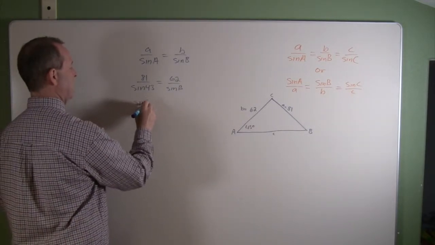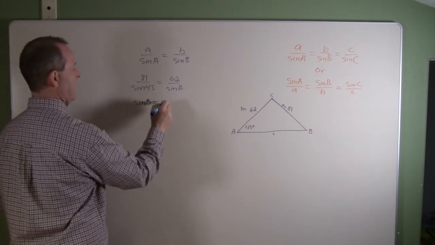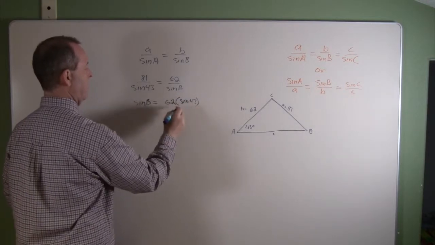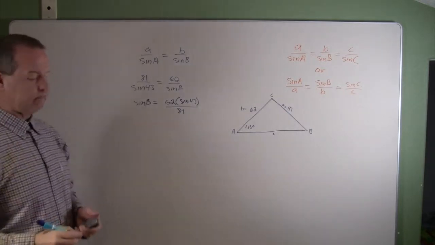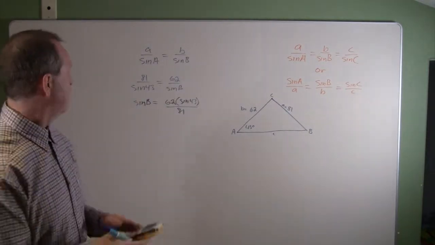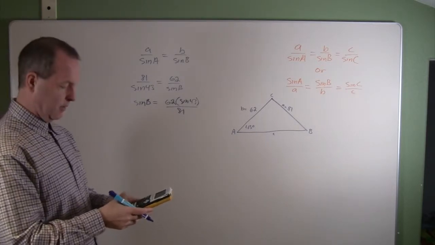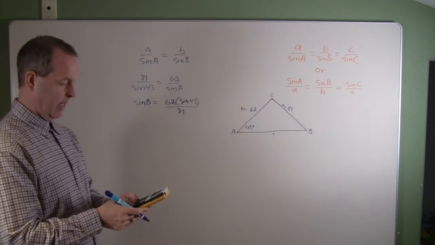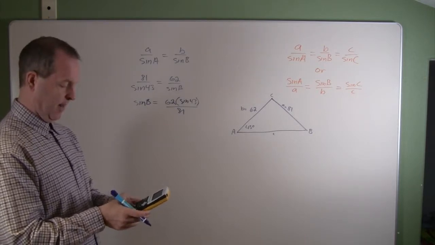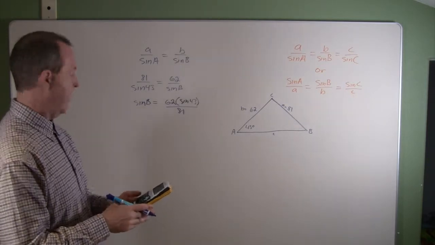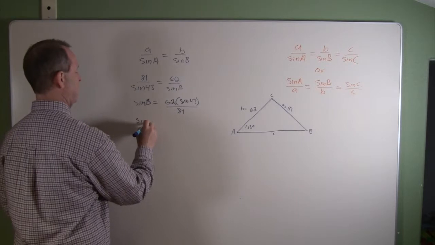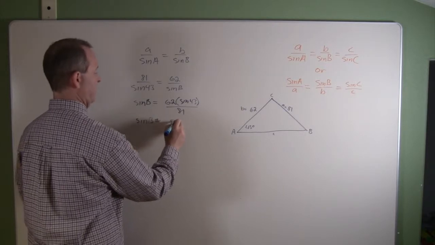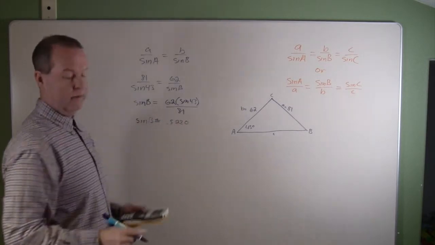So sine of B equals 62 times the sine of 43 all over 81. Then use my little black box to figure out what that is. So sine of B equals 62 times sine 43 divided by 81. And I get sine of B equals roughly 0.5220.